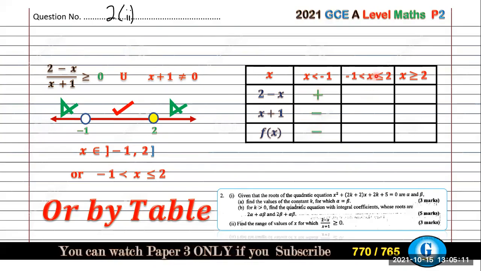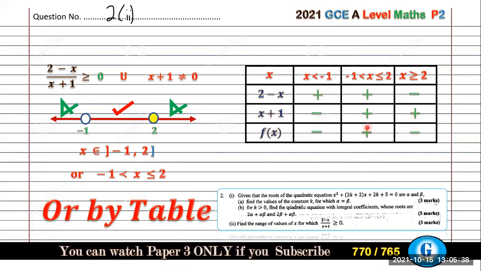Now let's take any number between minus 1 and 2, 0 for example, and fit here. 2 minus 0 is 2, which is positive. 0 plus 1 is 1, which is positive. And positive divided by positive is positive. Now take a number greater than 2, for example, 3. 2 minus 3 is negative. 3 plus 1 is positive, and negative divided by positive is negative.